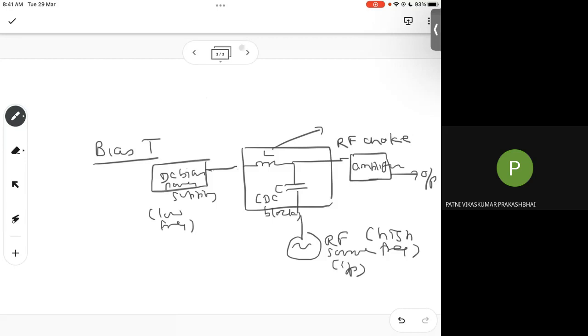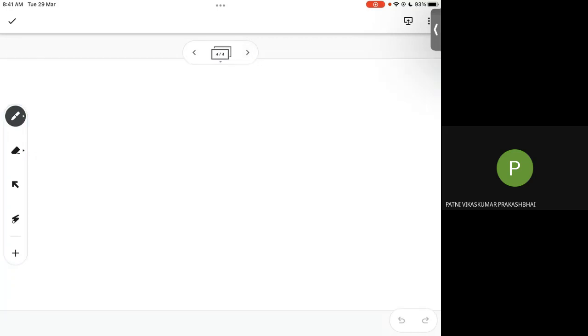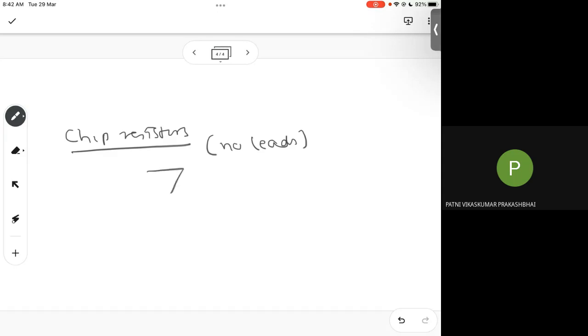Now, what are the solutions for this? Basically, for the resistors, we have what we call the chip resistors, because we have seen the resistors give a problem because there are two leads. And when the two leads are there, inductor is there, capacitor is there, and so on. So nowadays we use chip resistors which don't have any leads. You will find they are very small in size. It is in the form of a chip, something like this, very small in size.